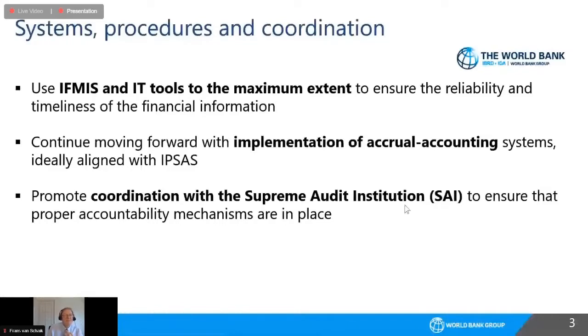In these slides, in terms of the system and next steps, the note will include the following recommendations: use existing IFMIS and other IT tools to the maximum extent to ensure that financial information is produced in a reliable and timely fashion. Continue moving with the implementation of accrual accounting systems, ideally aligned with IPSAS, which is another priority. Promote coordination with the supreme audit institutions in your respective countries to ensure the proper accountability mechanisms are in place, especially during crisis time.